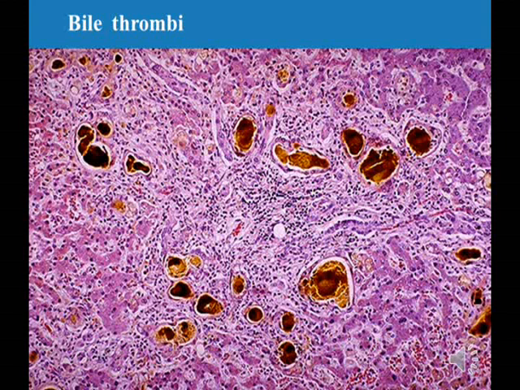So this is a picture. You can see the hepatocytes studded with bile thrombi. Many of the hepatocytes contain these bile plugs. So in this case of cirrhosis, there are chronic inflammatory infiltrates in the form of lymphocytes. You see.